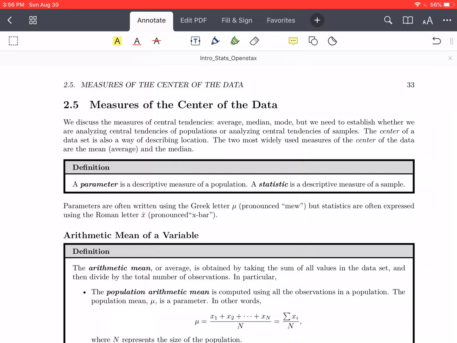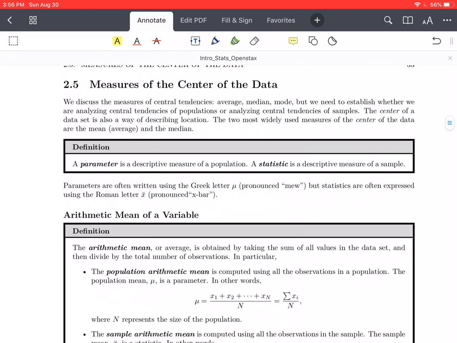Alright, let's get back into chapter 2. So we're starting section 2.5, measures of the center of data. So we have a couple of terms to define here, and then we're going to start looking at some numbers.